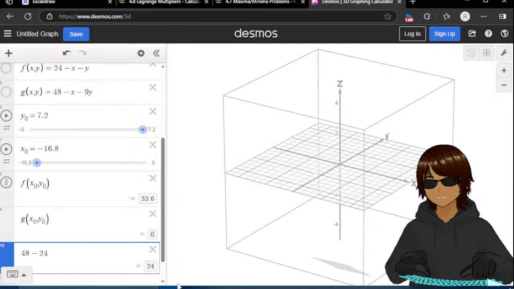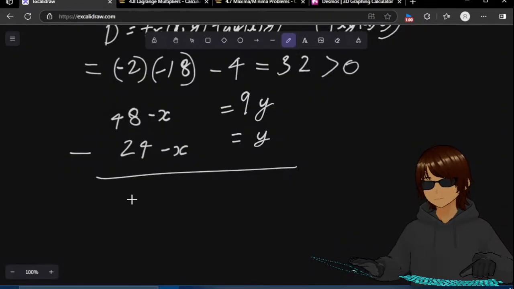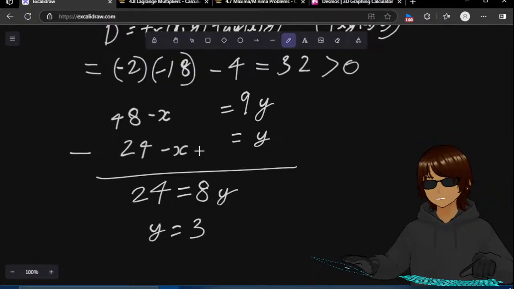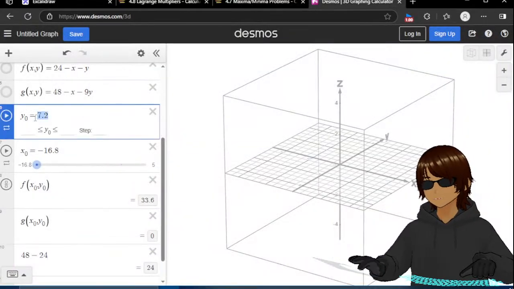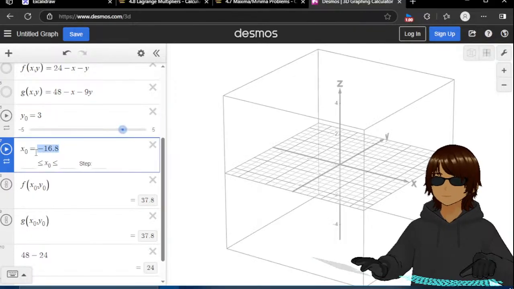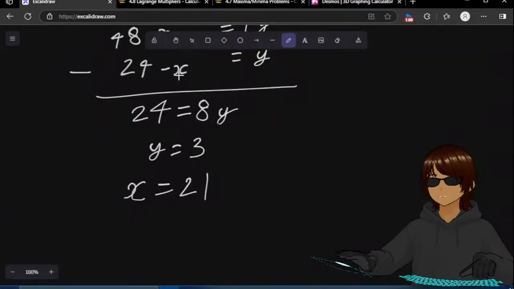It's 48 minus 24, and then 9 minus 1. Y is 3. X is, this is 3. 24 minus 21 is 3. Now let's try 3 and 21. 3. Yeah, this works.